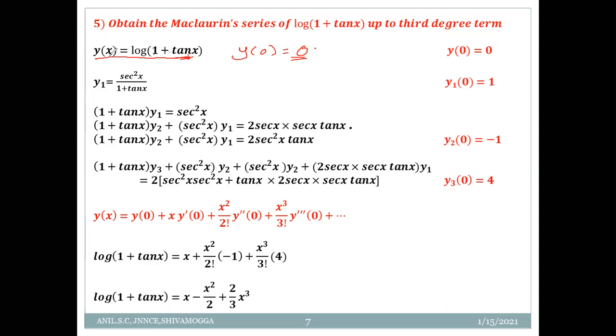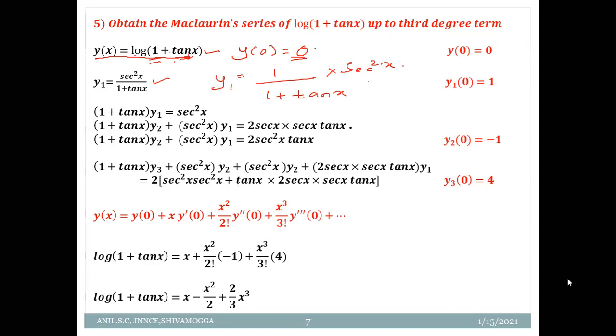Next, differentiate y of x equal to log 1 plus tan x with respect to x. The derivative of y is y1. The derivative of log 1 plus tan x is 1 over 1 plus tan x, into the derivative of 1 plus tan x, where 1 is a constant, its derivative is 0, and the derivative of tan x is secant square x. Therefore, we get secant square x divided by 1 plus tan x.